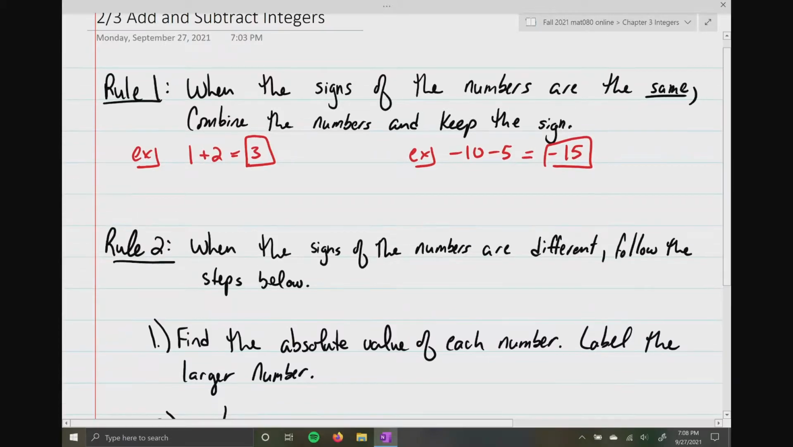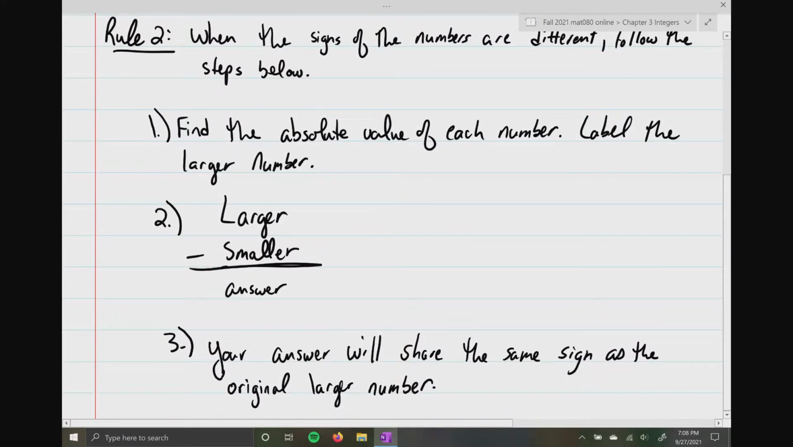Now, rule number 2, as you can see, is a little bit more tedious. However, the only reason why it looks like this is because I want to make sure that I'm very thorough and exact with what I want you to do. So your book has a very short rule, but they really don't go too far into where they're getting all this information from, okay? So let's look at this rule. Now, this rule says, when the signs of the numbers are different, follow these steps below.